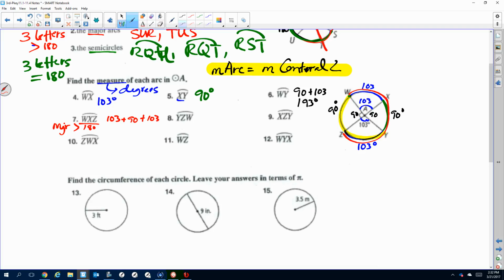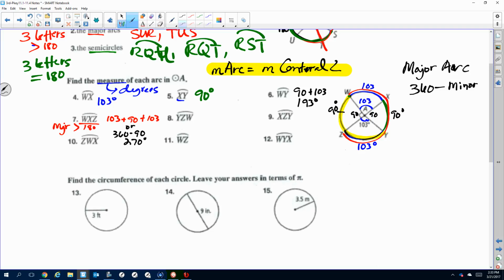Or to get the major arc, I can use a minor arc. So another way to find your major arc, and I'm going to write this out over here. Your major arc is 360 minus the minor arc. So if I look here, all the way around is 360. Here's my minor arc right here. So I could say 360 minus the 90. And so my answer would be 270. Okay, 270 would be my arc measure.